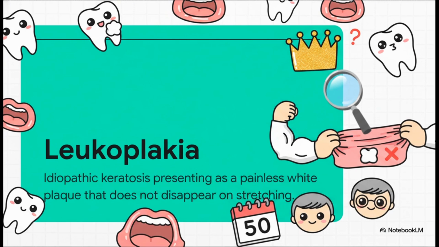Clinically, it typically shows up in men over 50 as a painless white keratotic plaque. But here is the major exam key: it does not disappear when stretched. In fact, it causes a palpable loss of flexibility in the oral mucosa. If it doesn't stretch away, you're looking at leukoplakia.